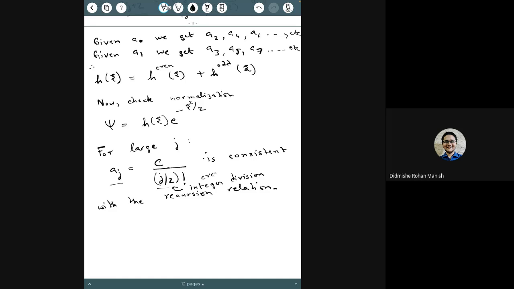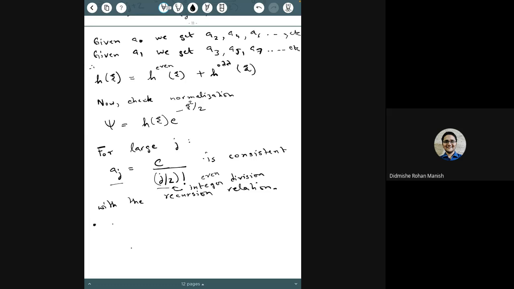Even integer division, so you keep just the quotient here. So this is, you can say, an approximate solution for the coefficient a_j, which is consistent with the recursion relation. How is that? I can show you the consistency, but unfortunately I am not able to justify how people figured this out.